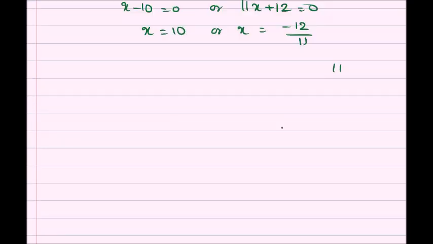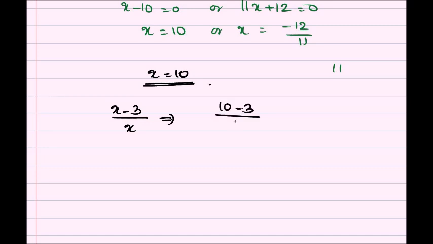In this case, the denominator is typically a positive integer. So we can use x is equal to 10. Our original fraction is x minus 3 divided by x. Now substitute the value of x here. 10 minus 3 divided by 10. That's equal to 7 by 10. This is the original fraction.